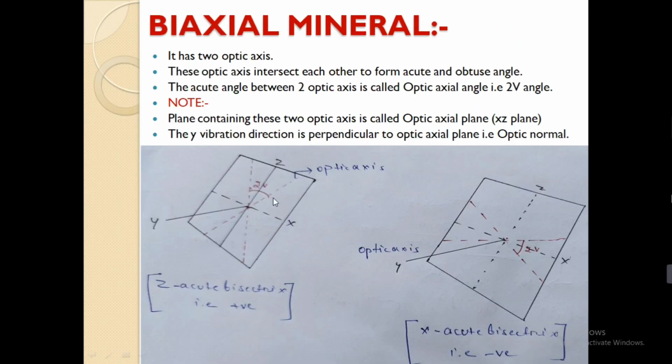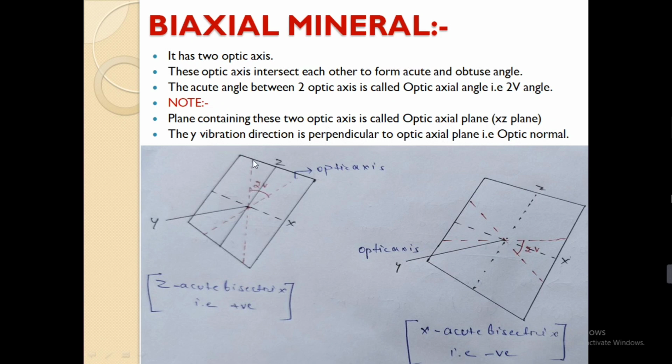Next, the biaxial mineral has two optic axes. These optic axes intersect each other to form an acute angle and an obtuse angle. The acute angle between two optic axes is called optic axial angle, which is 2V angle. Note, the plane containing these optic axes is known as optic axial plane, which is XZ plane. ये आपको याद रखना है. And the Y vibration direction is perpendicular to optic axial plane, which is optic normal.